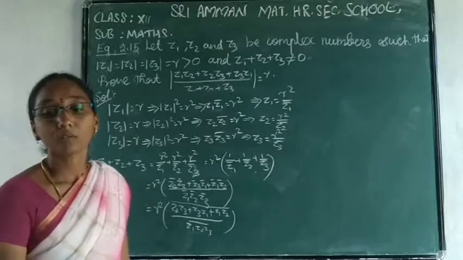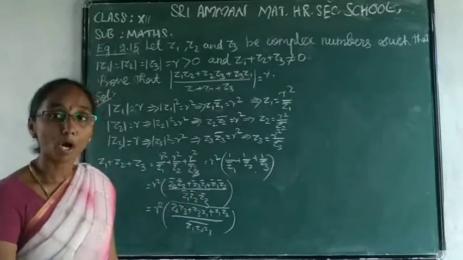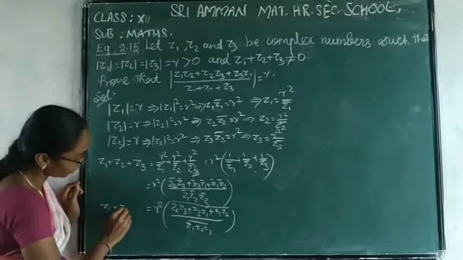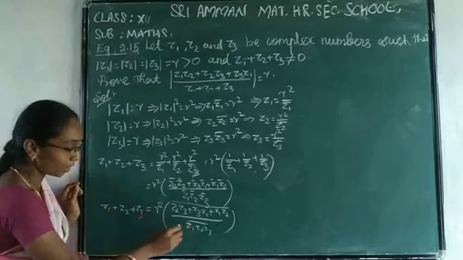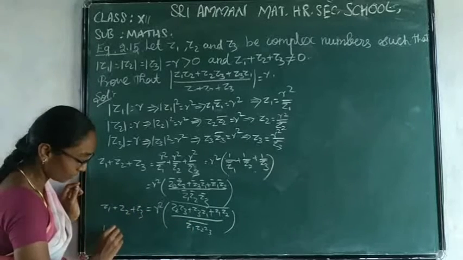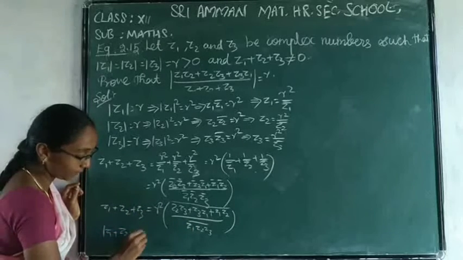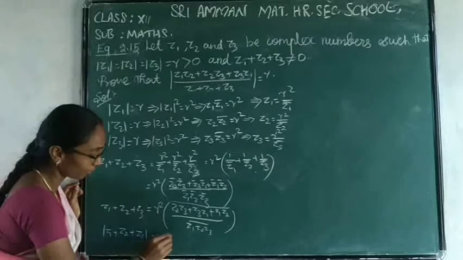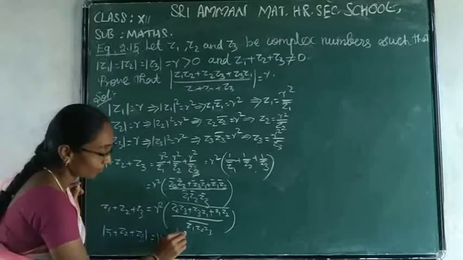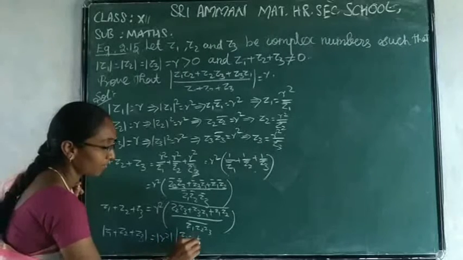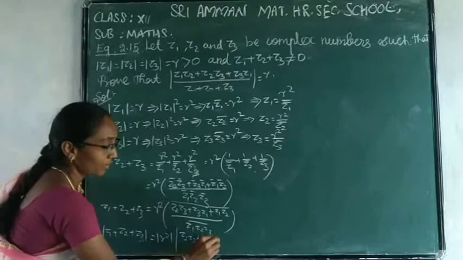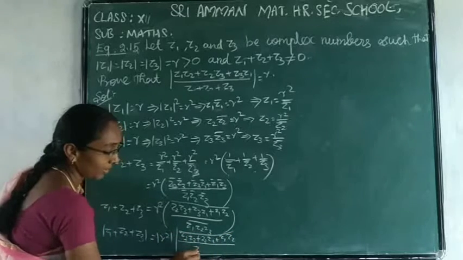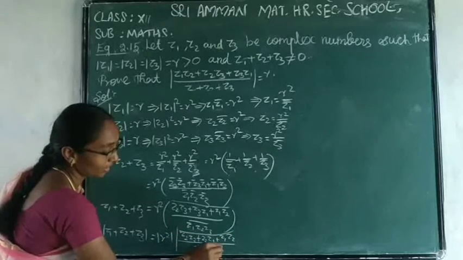Now taking modulus on both sides. Modulus of Z1 plus Z2 plus Z3 equal to modulus of r square into (Z2 Z3 plus Z3 Z1 plus Z1 Z2) the whole bar divided by (Z1 into Z2 into Z3) the whole bar.